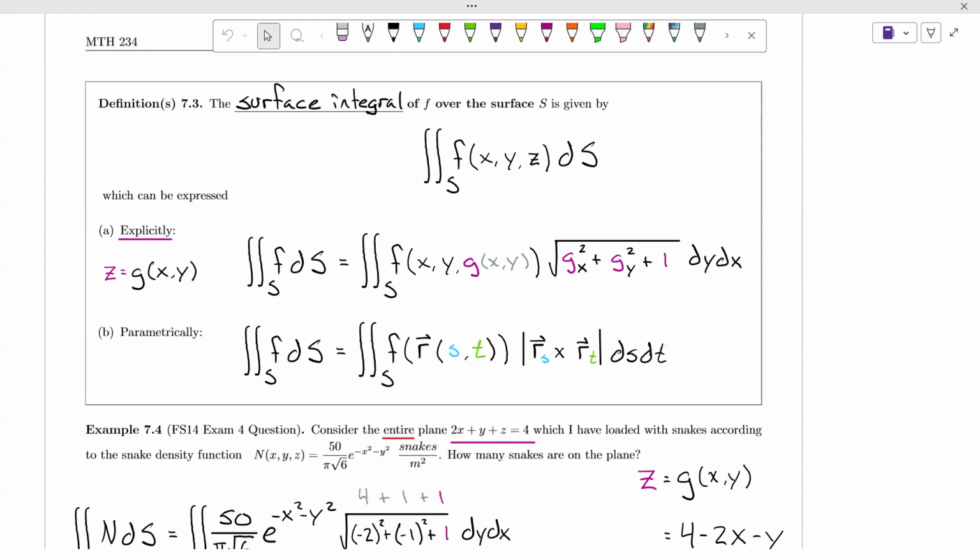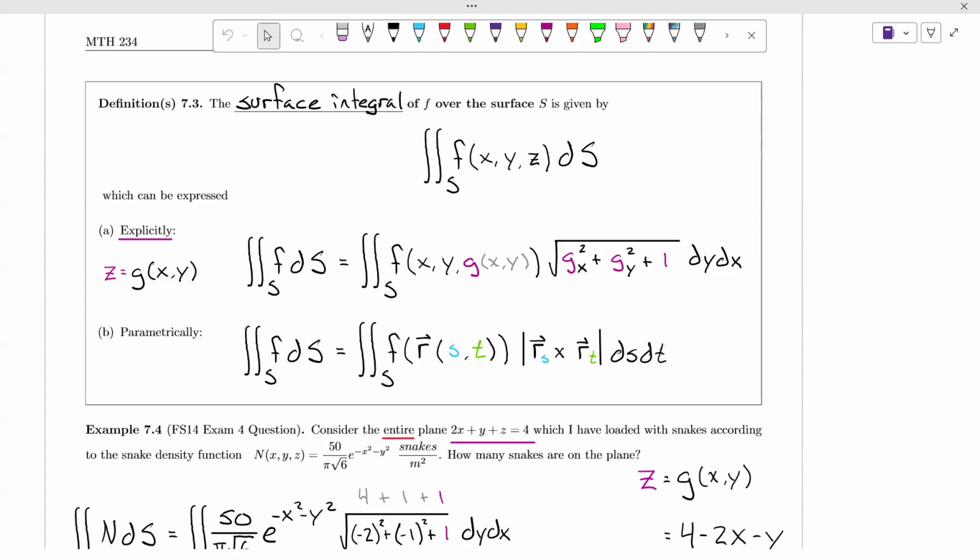integral. So if we've got our function of x, y, and z dS, notice that that's three variables, but we're only taking two derivatives. We have a double integral. So we need to reduce our parameter count down to two in order to successfully integrate one of these things. So again, that's why we have either an explicit function where we can replace z entirely with x and y, or we have to parameterize the surface.